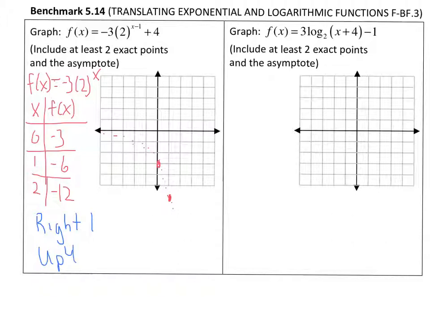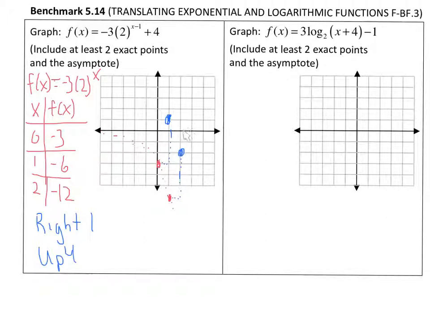So what I'm going to do is take each point I made and go right 1 and up 4. There's my new dot. And then I'm going to go right 1 and up 4. There's my new dot. Now the problem for a lot of people is there's this asymptote right here.